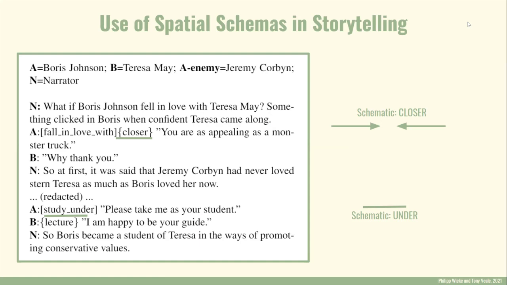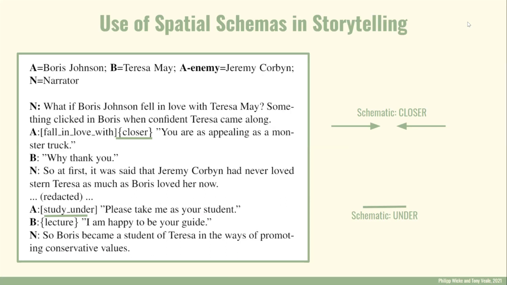The annotations that you can see here that I marked with closer, because we are working with a symbolic system, we have direct access to the semantics of certain actions, and we can simply label those actions that bring characters closer together or further apart, just for the sake of testing our hypothesis. So in that case, we identified the schematic of getting closer together, and then further down, if there's something like study under, that can be linked to the schematic of under, and the gesture can also be chosen appropriately.